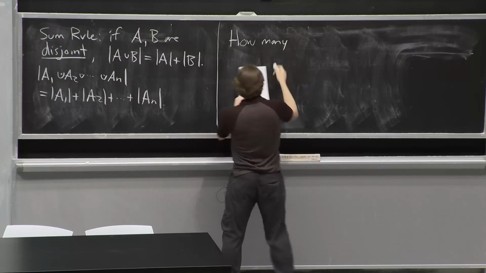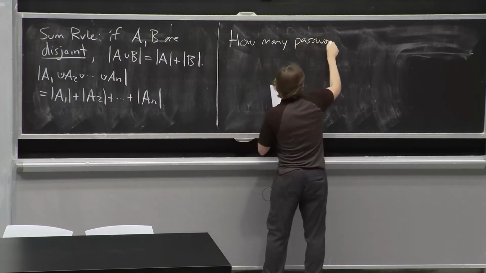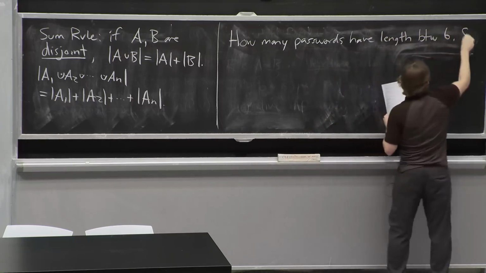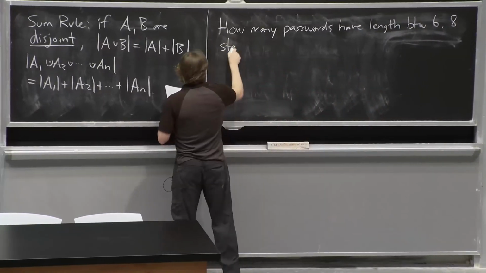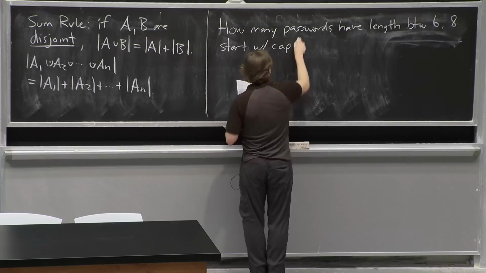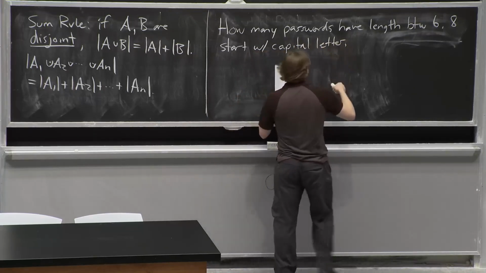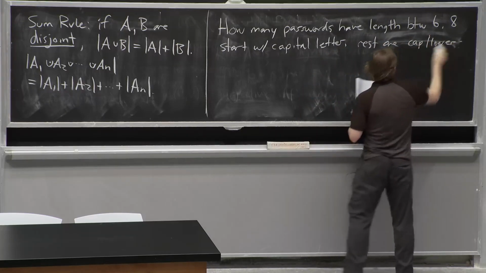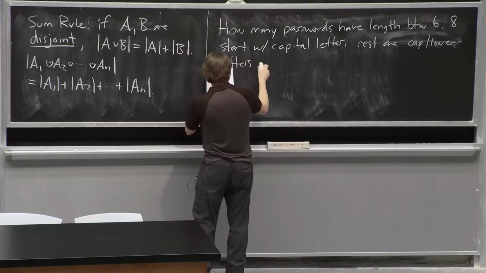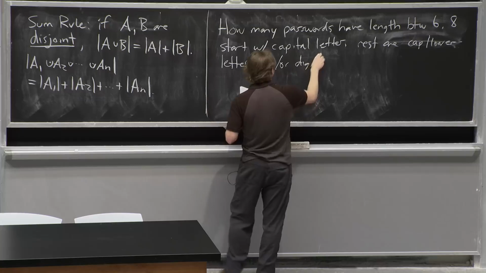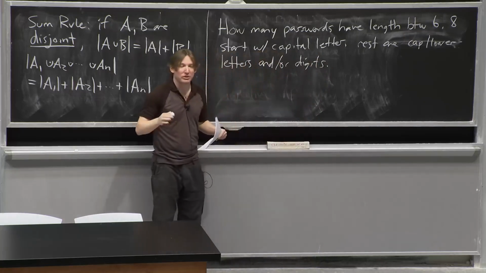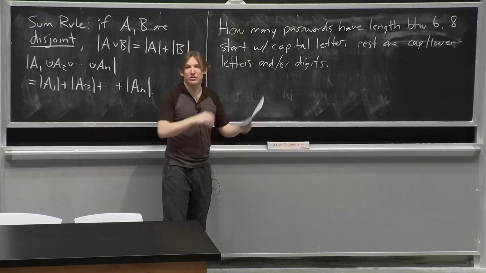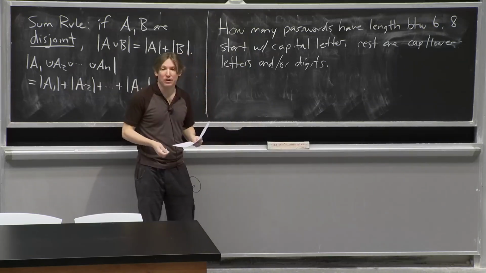How many passwords have length between 6 and 8 inclusive? Start with a capital letter. And the rest are capital or lowercase letters, or digits. The digits aren't capital or lowercase, they're just digits. So how many passwords have length between 6 and 8, start with a capital letter, and then finish with whatever letters or digits you want?